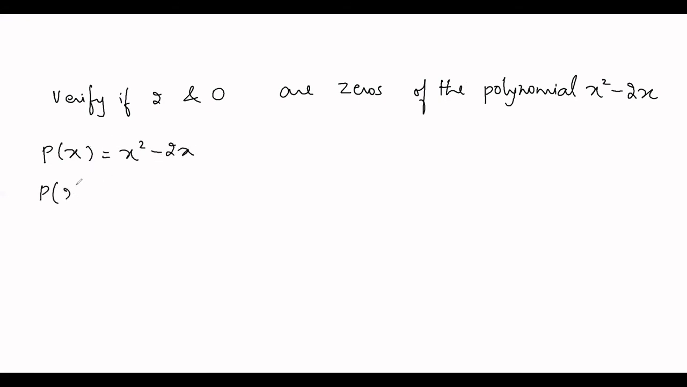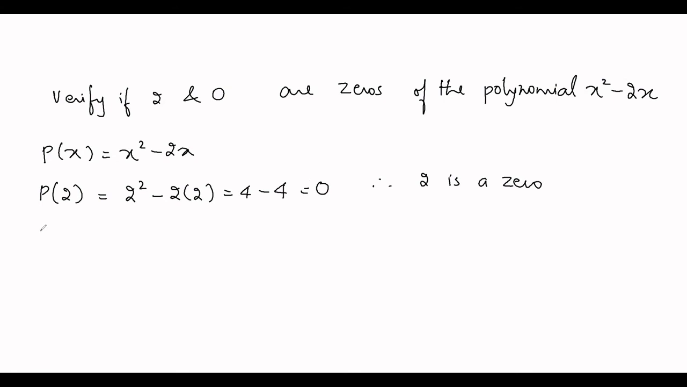So I get p of 2. In the polynomial, in place of x, I'm going to put 2. 2 squared minus 2 times 2. That gives me 4 minus 4, which is equal to 0. So therefore, you can say 2 is a zero of the polynomial.